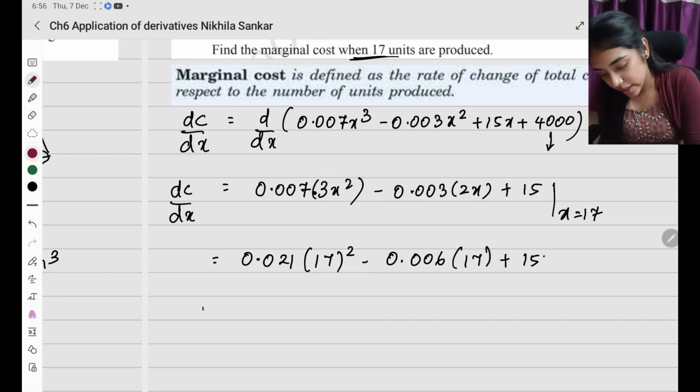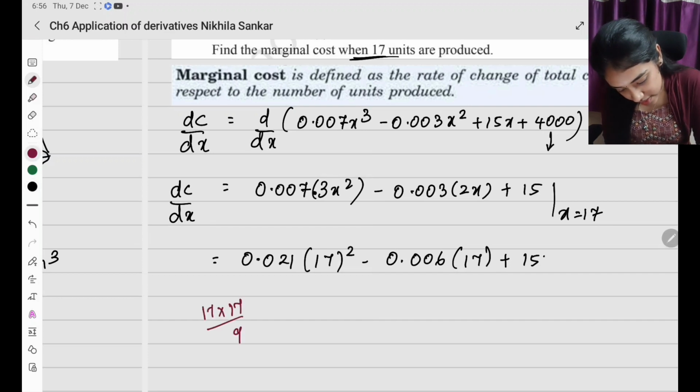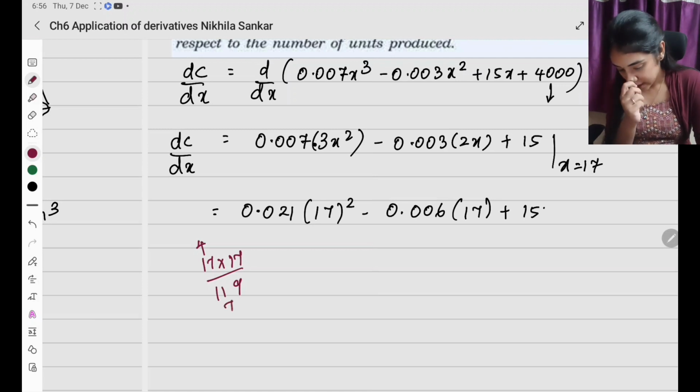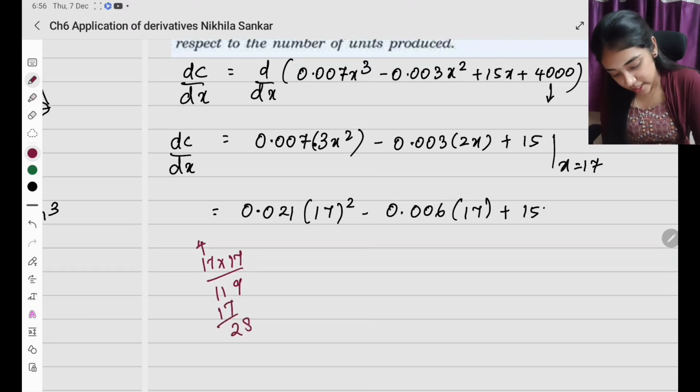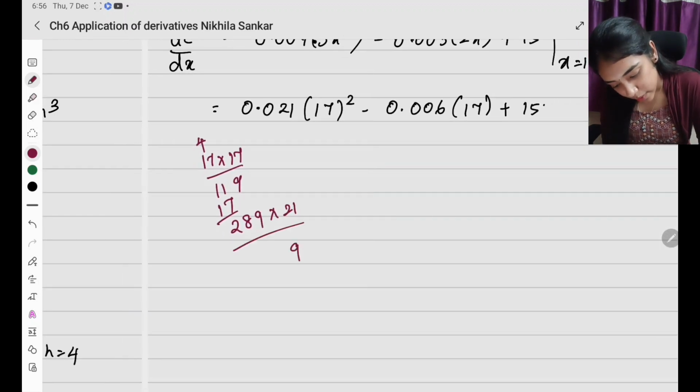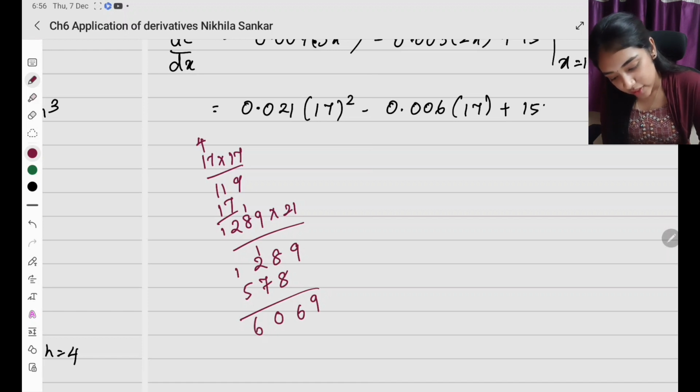Okay, 17 square, what is it? Let me do 17 square. 7 7s are 49, 289. Then 7 4s are 28, 7, 11, 7, 1, 289 times 21. So what is this? 9 1s are 9, 289. 9 2s are 18, 1 8 2s are 16, 17, 1 2 2s are 4, 5. When I add 16, 1 7, 8, 9, 10, 1, 6. I have 3 decimal places. So this is going to be 6.069.